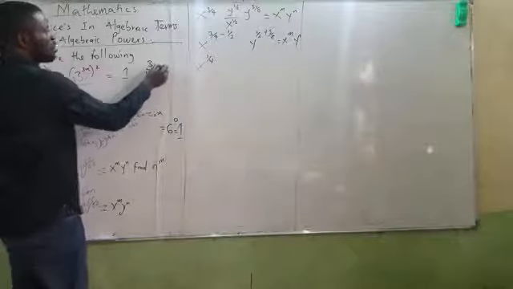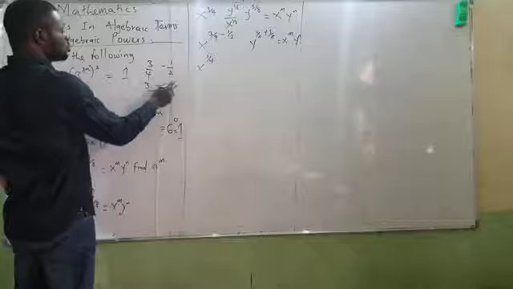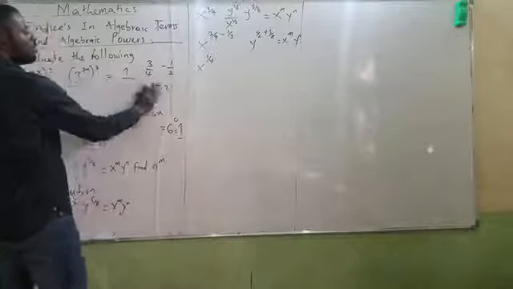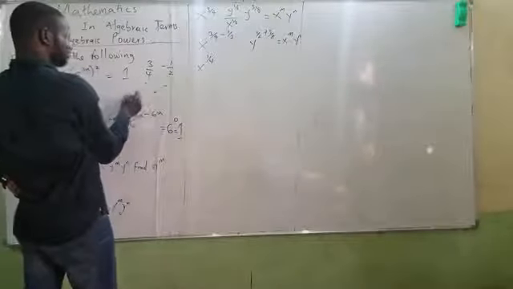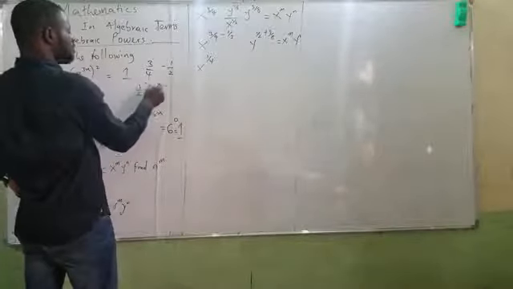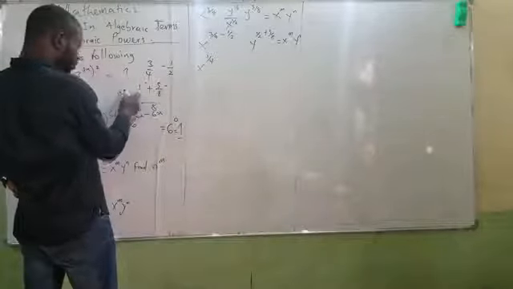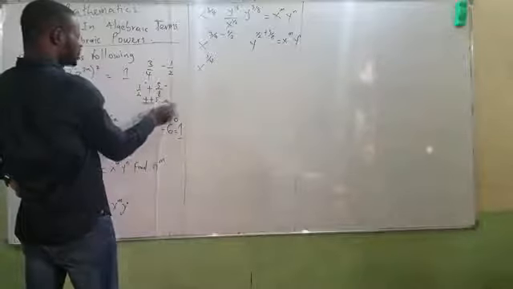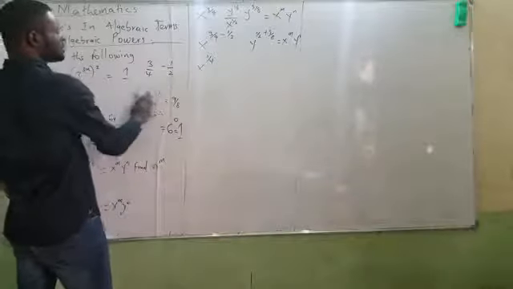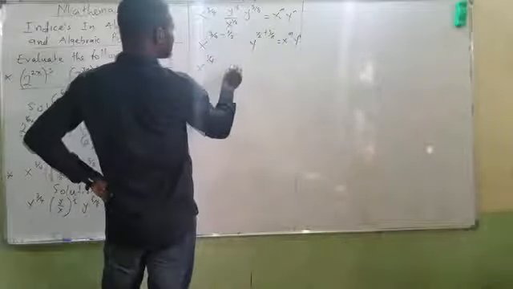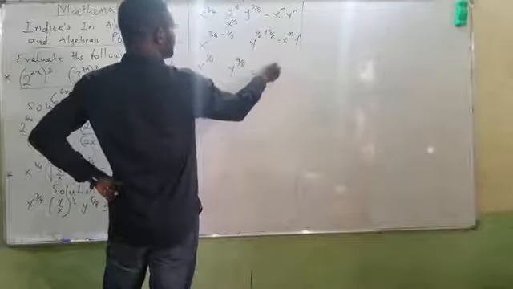What am I doing? 3 all over 4 minus 1 all over 2, the LCM is 4, which is going to be 3 minus 2, which is going to be 1 all over 4. Now, also I have this, which is going to be 1 all over 2 plus 5 all over 8. The LCM becomes 8, which is 4 plus 5, which I'll be having 9 all over 8. Please take note of that, just for those dots. y raised to power 9 all over 8 equals x^m.